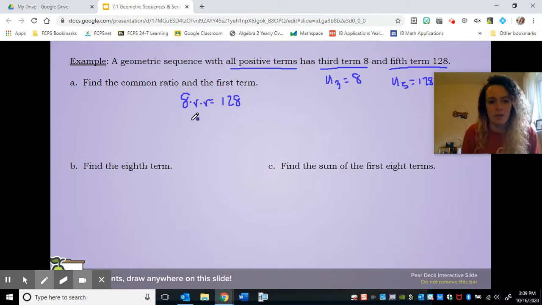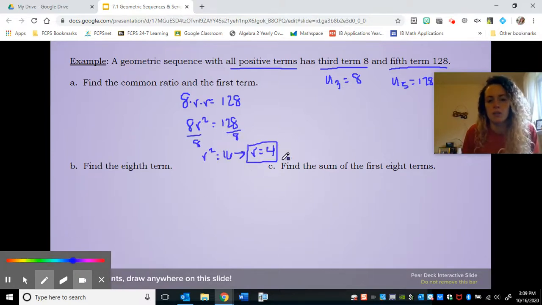Usually we don't write it like that. So instead, I'm going to write it as 8r squared equals 128. So now you just have this formula that once you solve for r, you'll have your common ratio, and then we'll talk about how to get your first term.